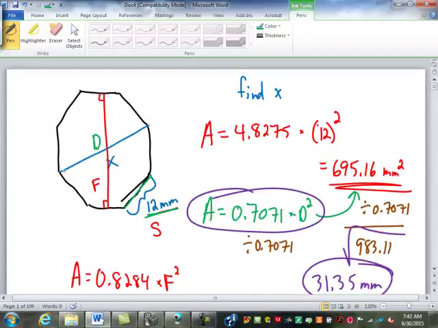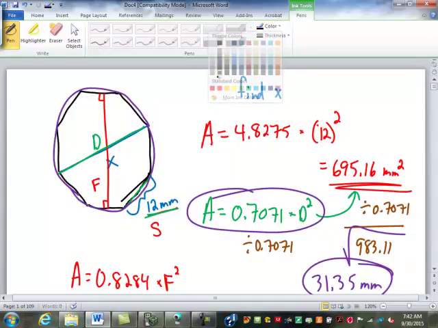Because X, or D, the diagonal, would be the diameter of that circle, of the smallest circle that would contain that octagon. It's called a circumscribed circle. What do you think? Good stuff? Okay.